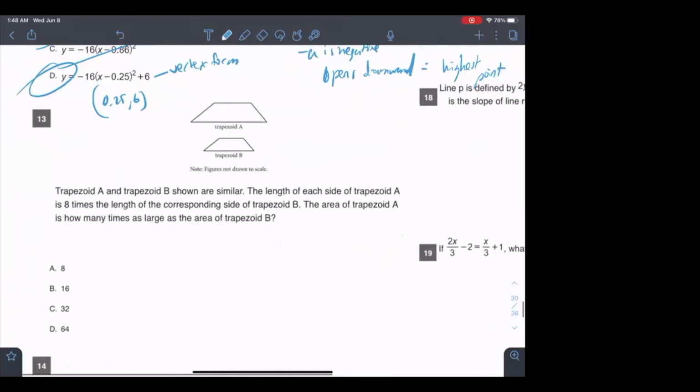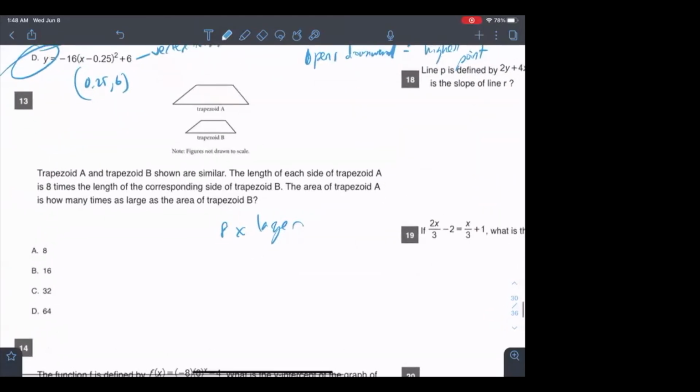Question 13. Trapezoid A and trapezoid B shown are similar. The length of each side of trapezoid A is 8 times the length of the corresponding side of trapezoid B. So each side is 8 times as big, I should say. So let's assign sides to it.